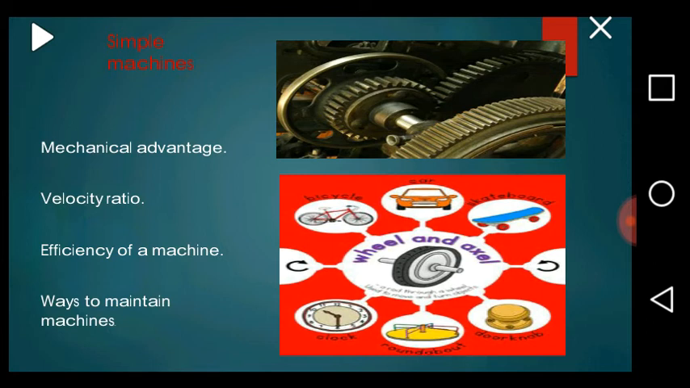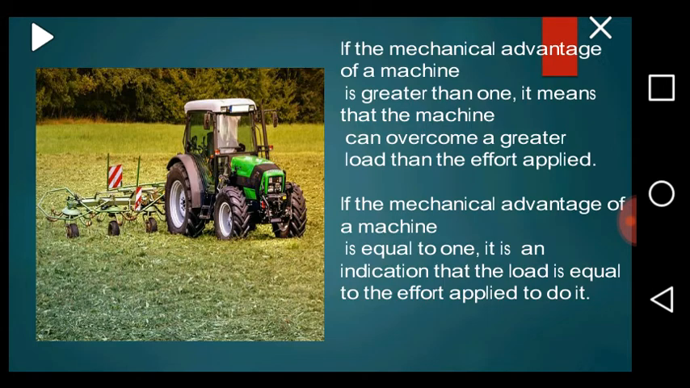I say again that mechanical advantage is defined as the ratio of the load to the effort applied in a machine. If this ratio is greater than 1, it is termed mechanical advantage, and if the ratio is less than 1, it is referred to as a mechanical disadvantage. Now, if the mechanical advantage of a machine is greater than 1, it means that the machine can overcome a greater load than the applied effort.